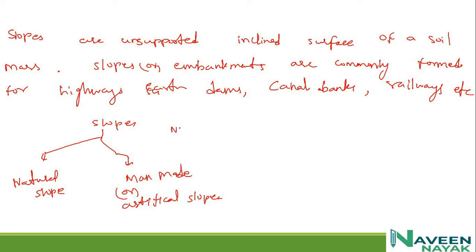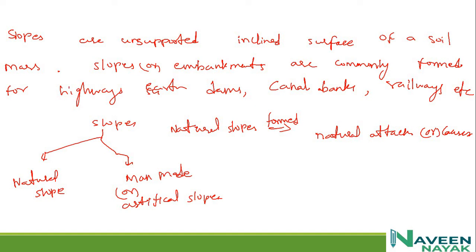Let's see what natural slopes are. Natural slopes are formed by natural causes, whereas man-made slopes are made by man, by cutting, side cutting, and embankment.